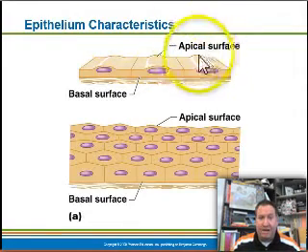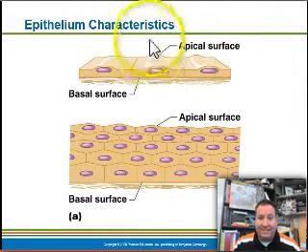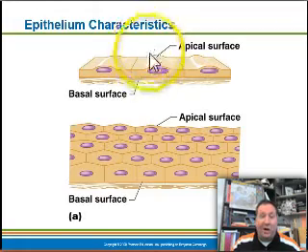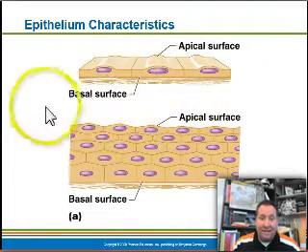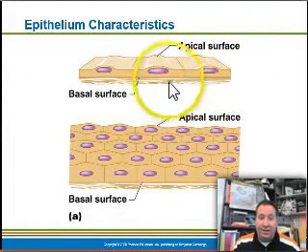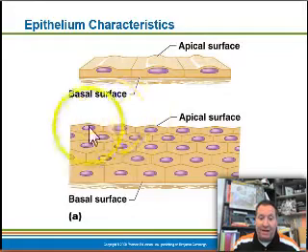This is what I'm talking about, the apical surface. This is that surface that's exposed to the external environment, or an open area if it's inside of your body. And then you have the basal surface, that's going to be attaching to a basement membrane that's going to be down here.